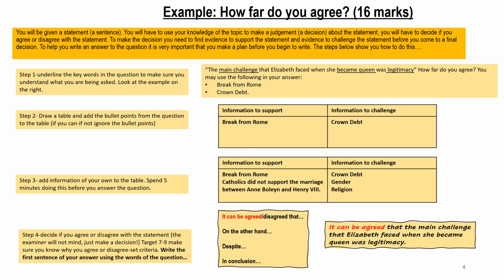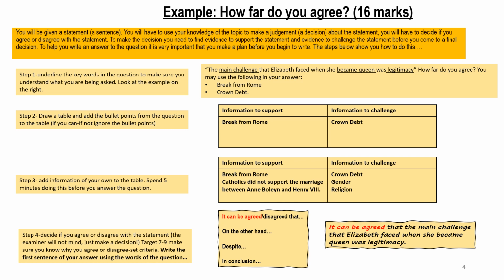Now, to make your decision, you need to find and write about evidence that supports the statement and challenges the statement before you come to a final decision. So what we're looking for in this answer are 3 sections: a section to support the statement, a section to challenge the statement, and an overall conclusion. Now, to help you write an answer to this question, it is so important that you make a plan before you begin to write. So always allow yourself 5 minutes to do this. So the steps below show you how.